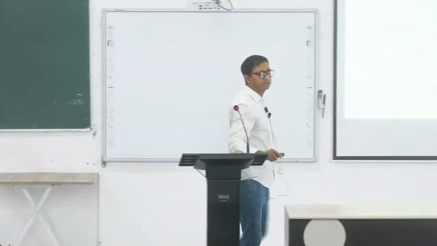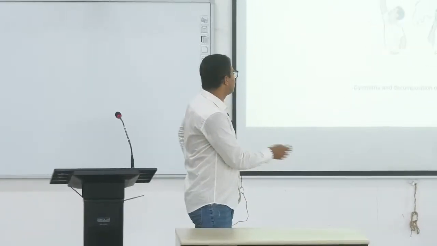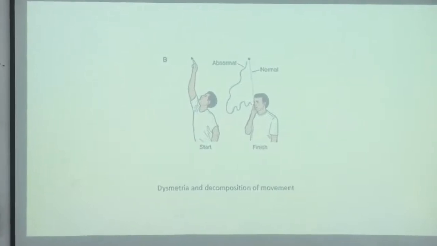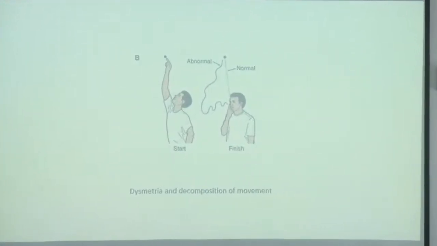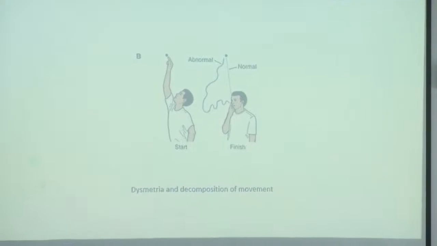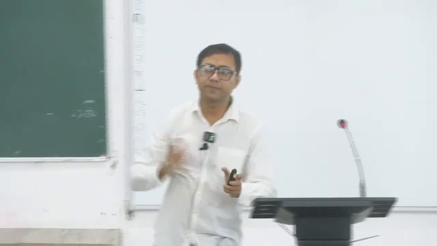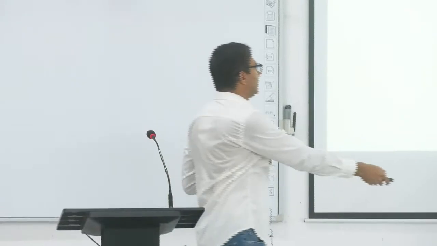Second point, what is second point? Yes, dysmetria and decomposition of movement. The patient will be asked to touch a point above and then touch the tip of the nose. Instead of doing a smooth movement, the patient will move in a haphazard manner, and finally may or may not touch the tip of the nose. So dysmetria and decomposition of movement.